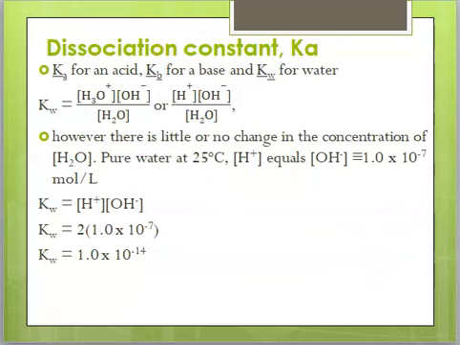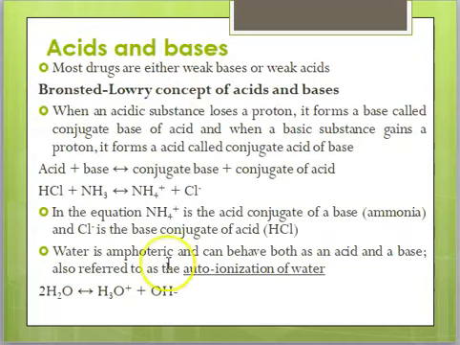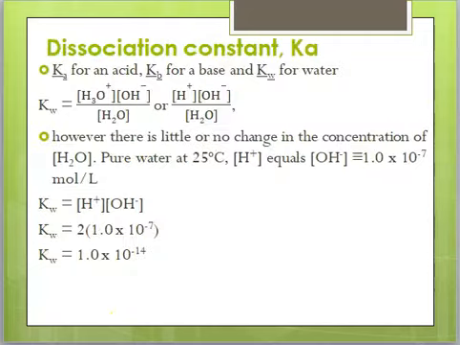So let us look at the Ka. Of course, Ka we know is the dissociation constant. Kb is for a base, Ka is for acid, and Kw is for water. And since we are in water, it has reference to water. Of course, this is the Ka based on the equation above. For Kw, we have this one. However, there is little change in the concentration of water, hence it can be written as this.